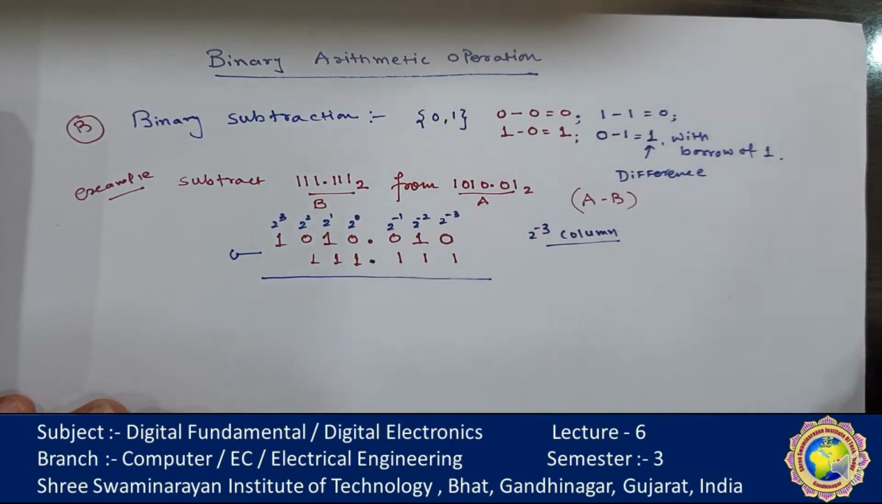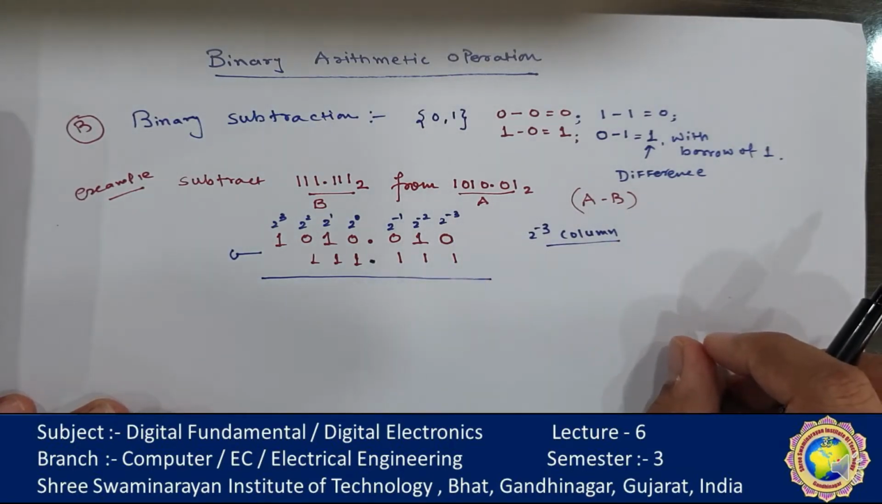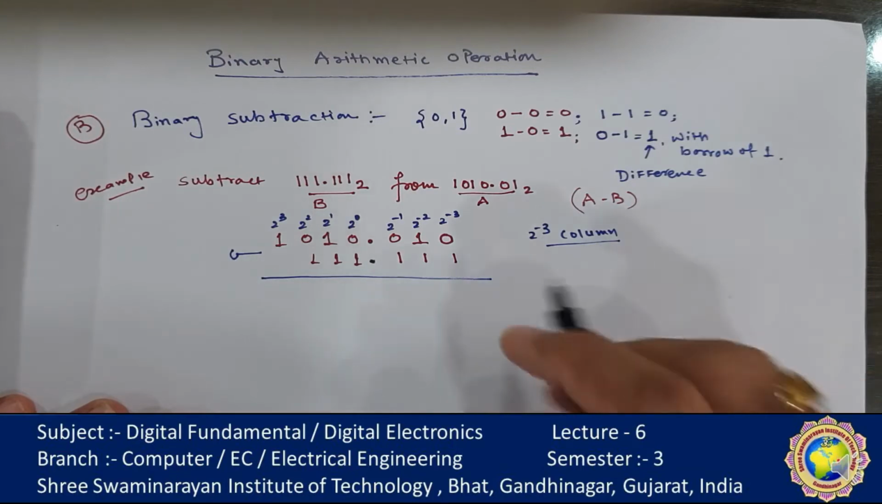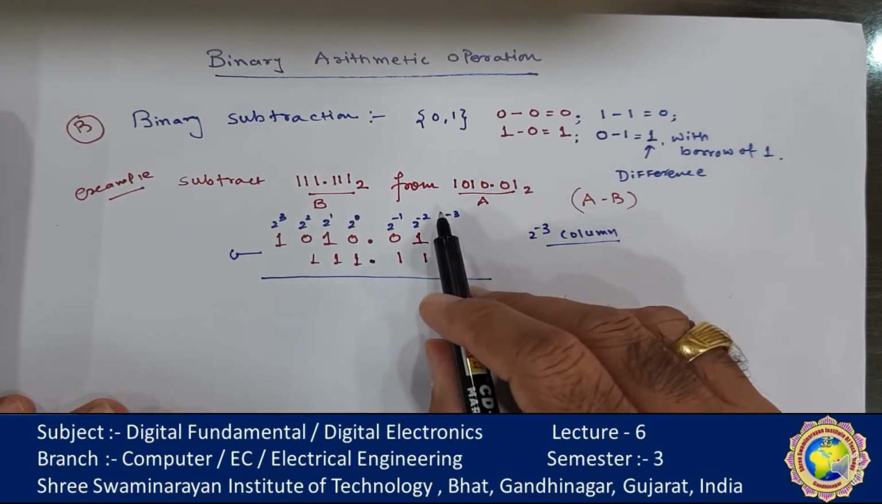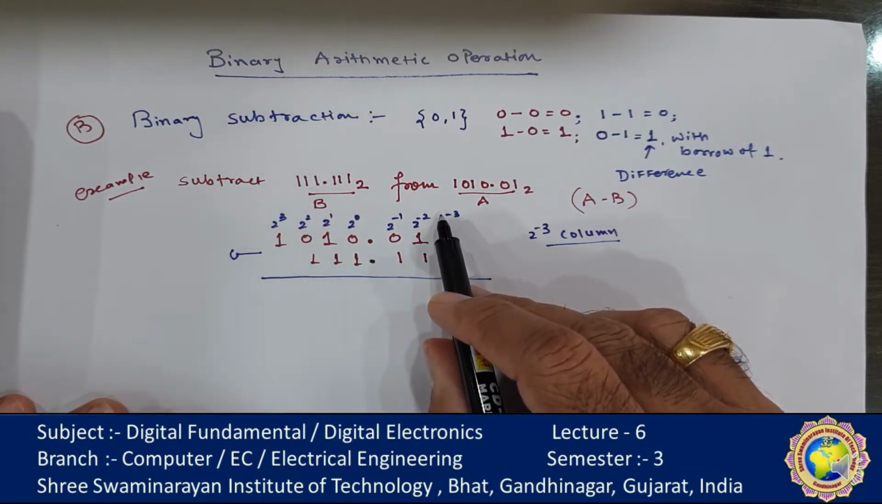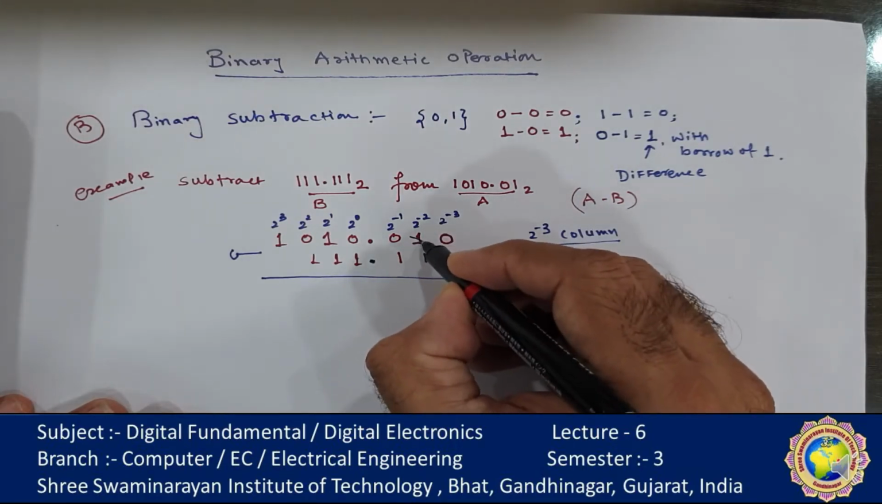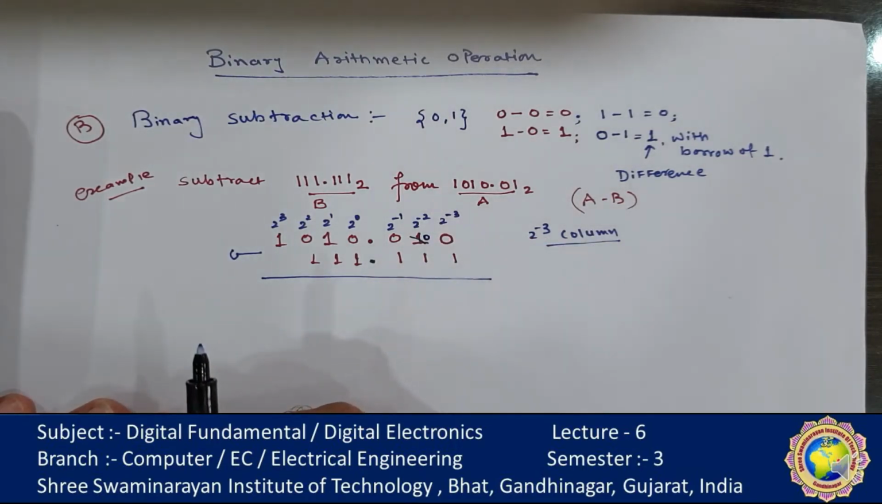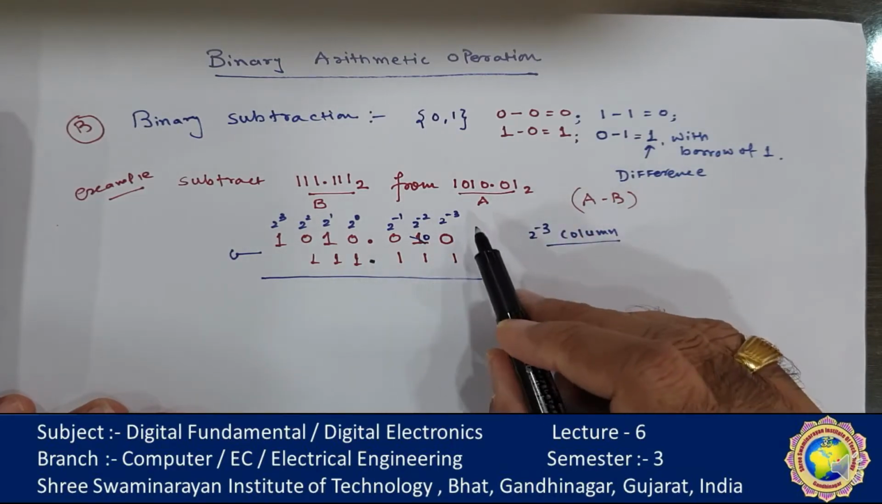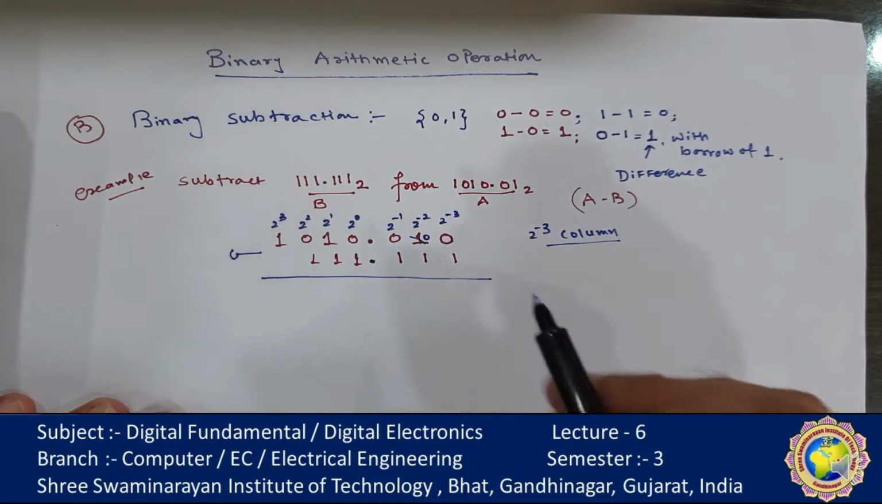0 minus 1. So 1 cannot be subtracted from 0. So borrow 1 from the 2 raised to minus 2 column, making the 2 raised to minus 2 column 0. In this way, take one borrow from the 2 raised to minus 2 column. So now this will become 10.